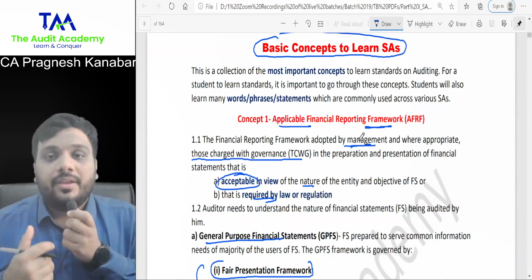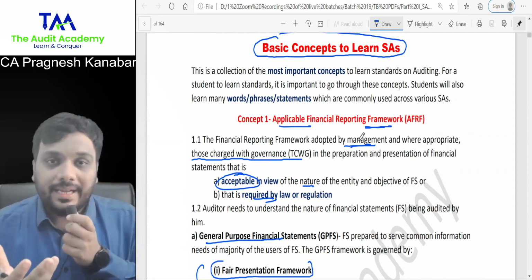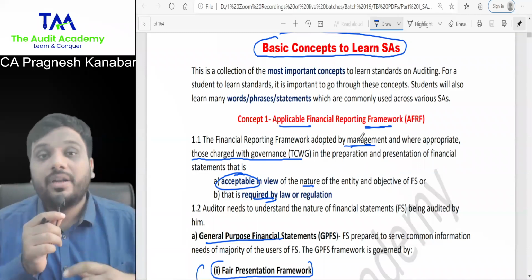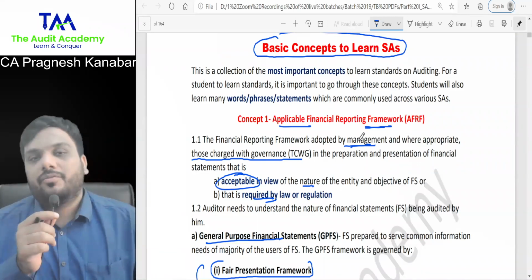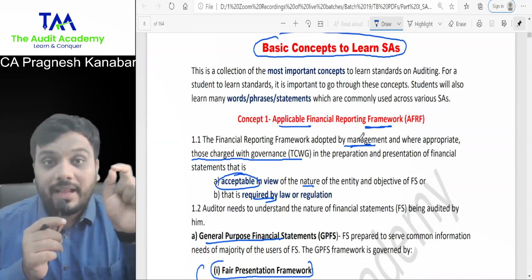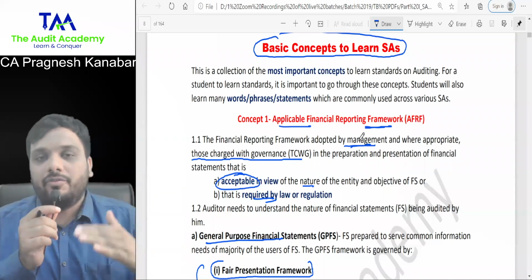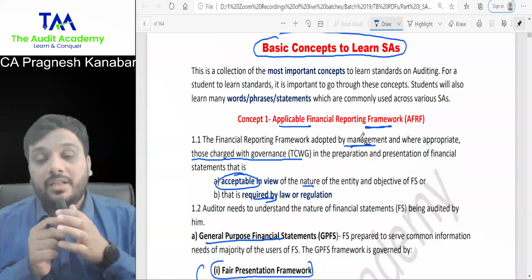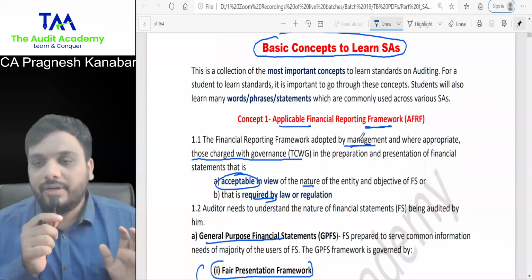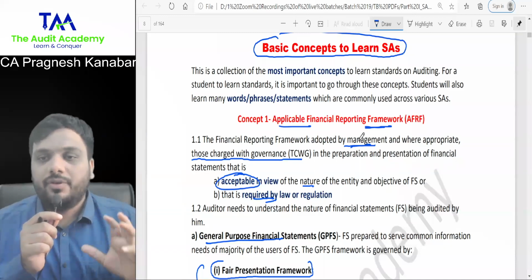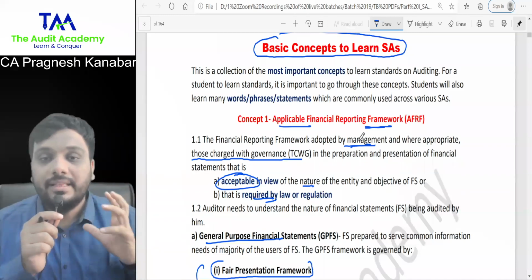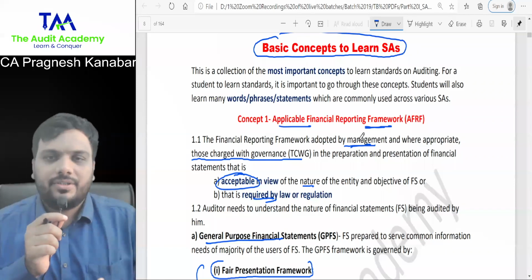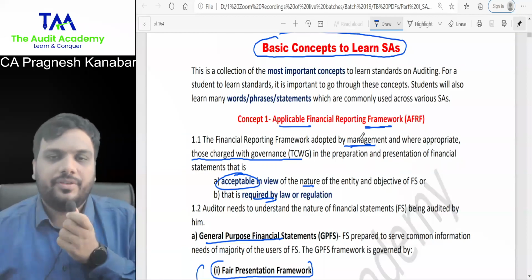As an auditor, when I am going to accept audit of any entity, I need to obtain an understanding of their applicable financial reporting framework. Why? Because at the end, when I'm going to give my audit opinion, if it is a fair presentation framework, I can use the words true and fair view. But if it is a compliance framework, I cannot use the words true and fair view. We discussed it for the last 25 to 30 minutes, a healthy discussion, and that has been just summarized in this first 5 minutes or so.